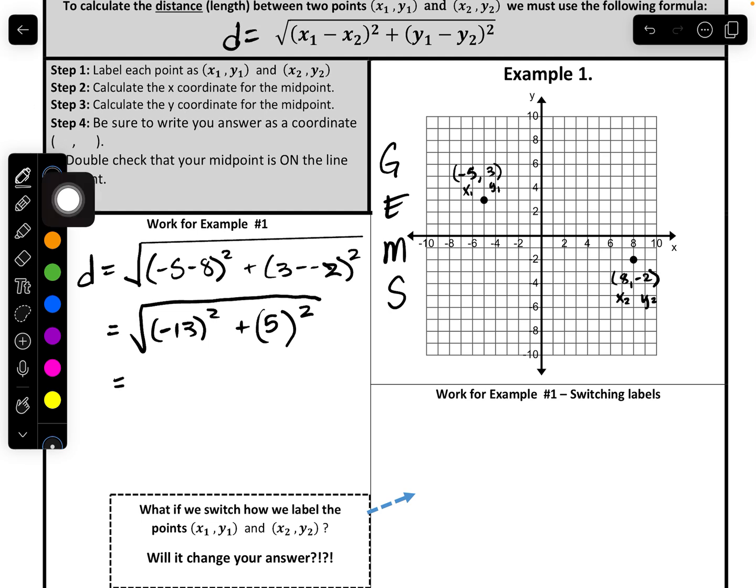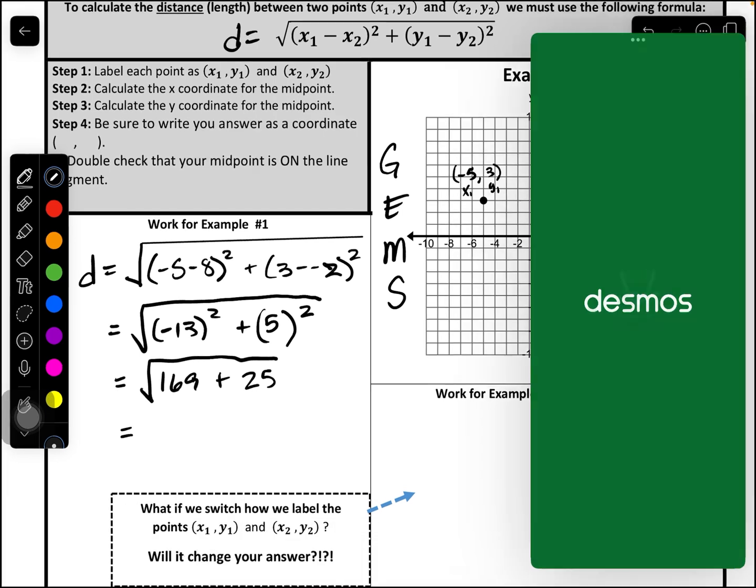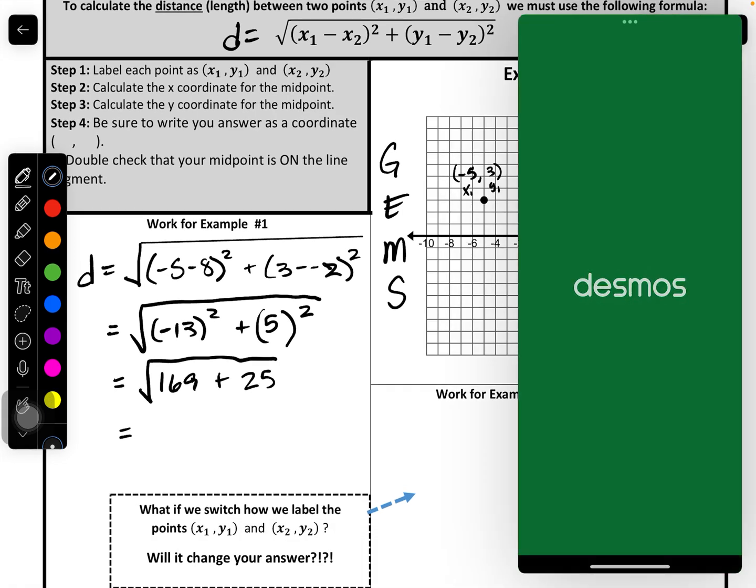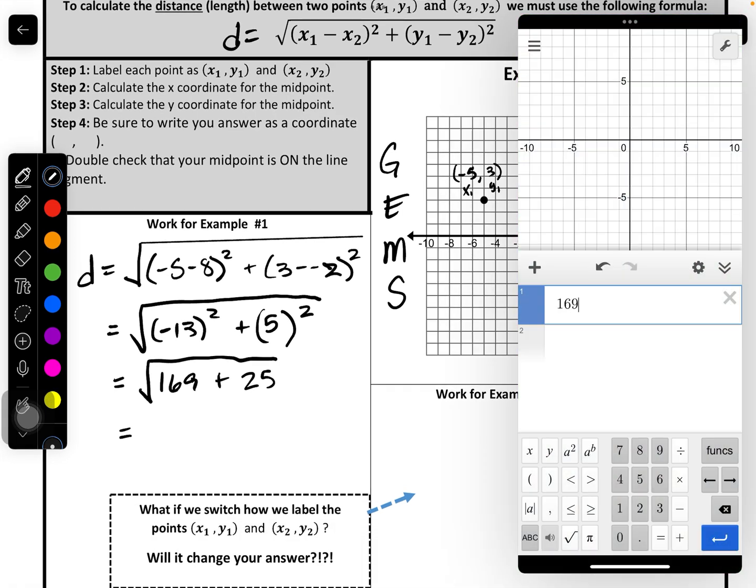Now, be sure that if you're going to put this into Desmos, you've got parentheses around your negative here. -13 times -13 is 169, plus 5 times 5 is 25, and we will take the square root of this. Square root is the last thing we do, you guys. Let's add those up. 169 plus 25 is 194.